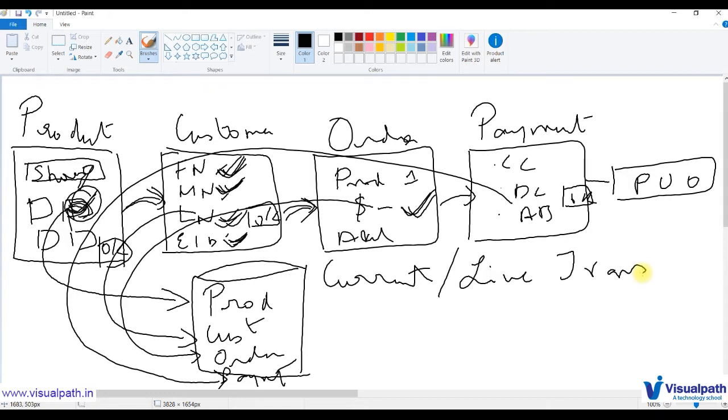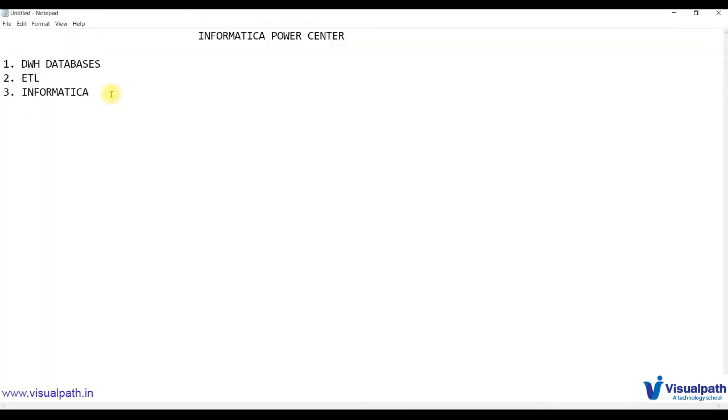So many people will be trying to do a lot of online shopping on the same day, at the same time. So all these current transactions will be stored in my database, which is available at my backend. The database which holds your current or live transactions is called an OLTP database. So what is an OLTP database?